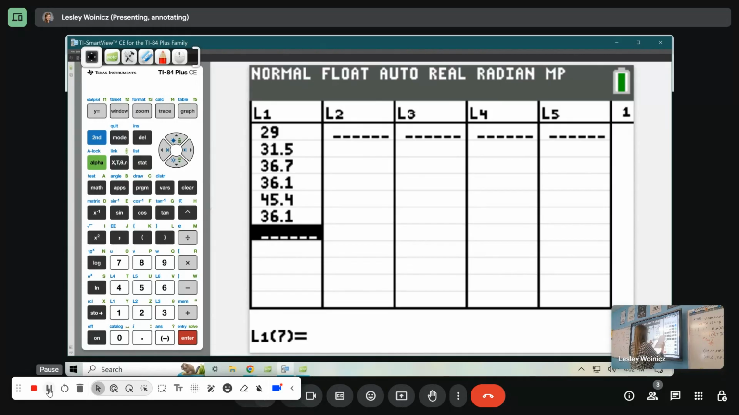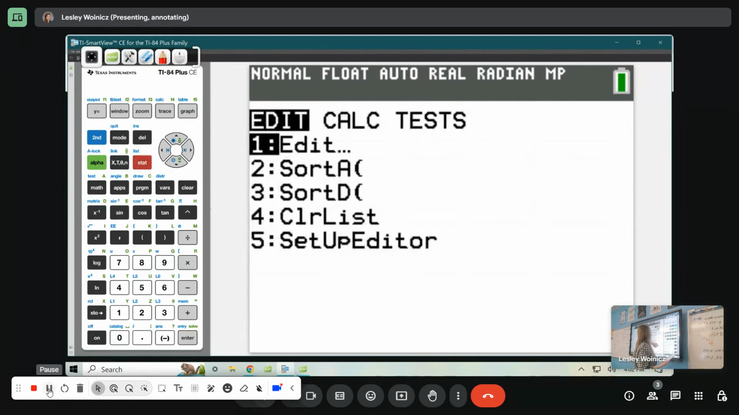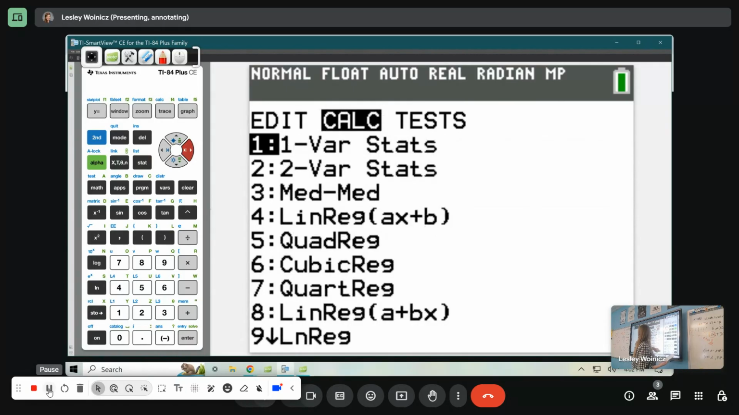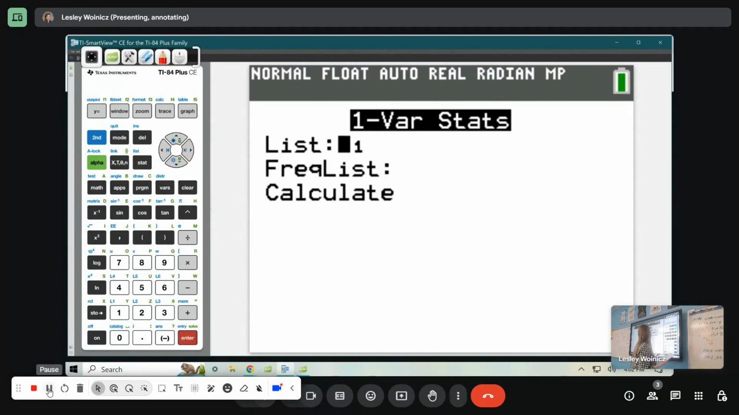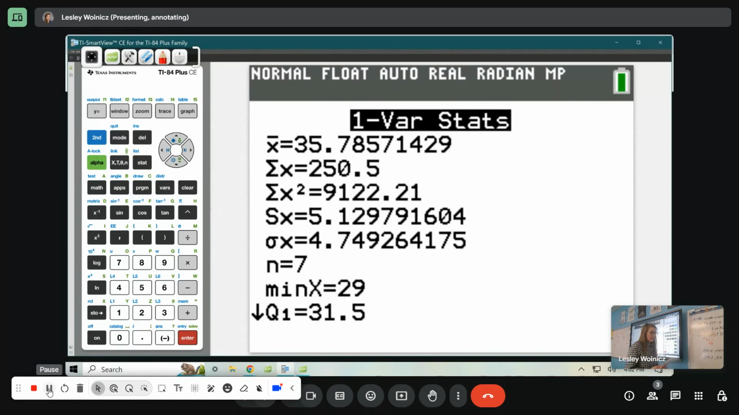I think I missed one. I missed 35.7 somehow. I'm going to add it. I missed the third from the last. Okay, sorry, mine are in a different order. You'll figure it out. Okay, so I go to stat, I go to calculate, and I go to one variable statistics. I'm going to hit enter a bunch of times. All right, and then I'm going to write down these values.